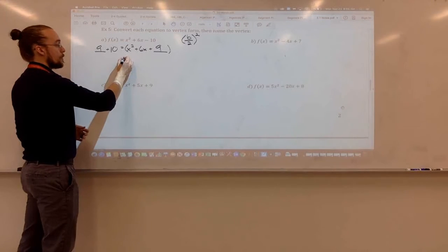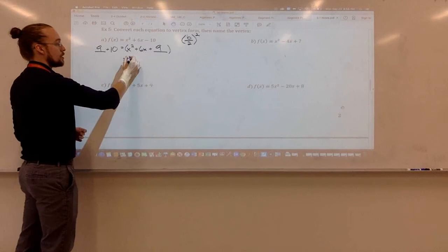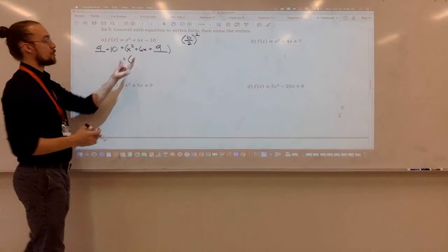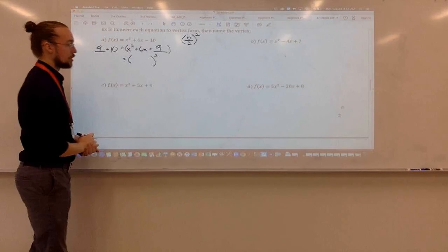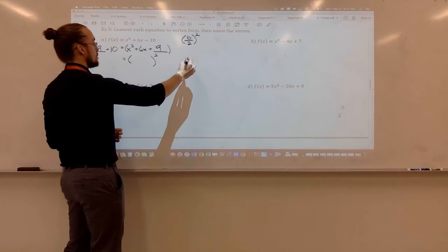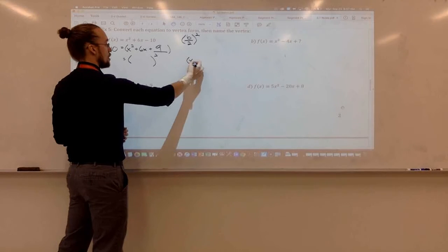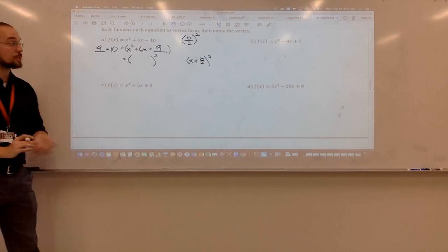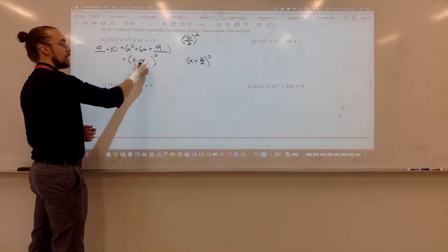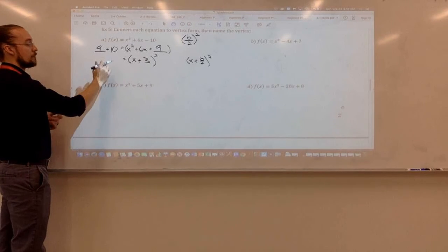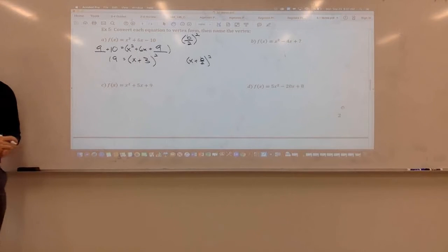The reason that we do that is this now is a perfect square trinomial. I can factor this into something squared. That form will always be x plus whatever that b over 2 was. So in this case, this will factor into x plus 3 squared. On the other side of the equation, we have 9 plus 10 equals 19.